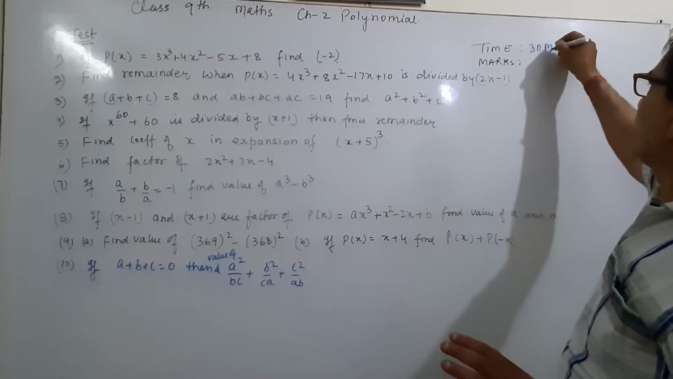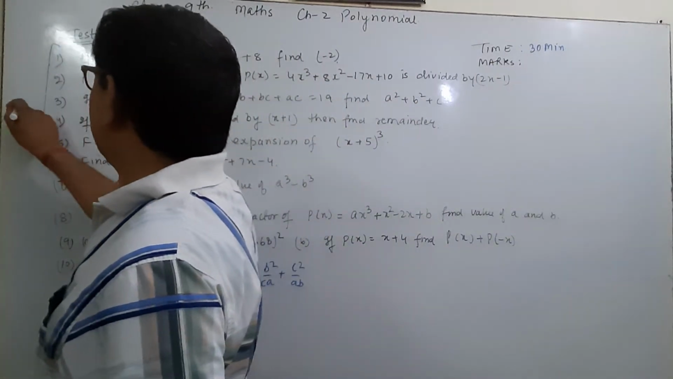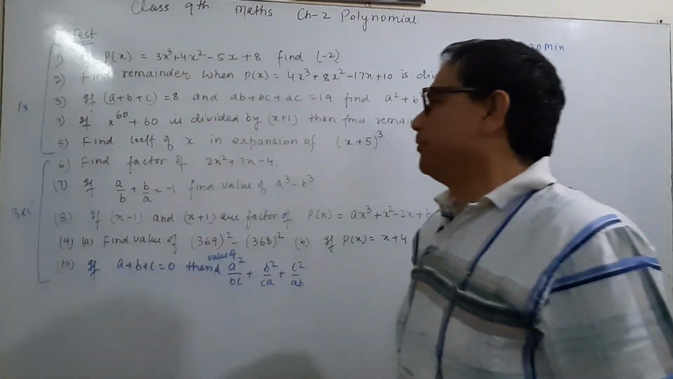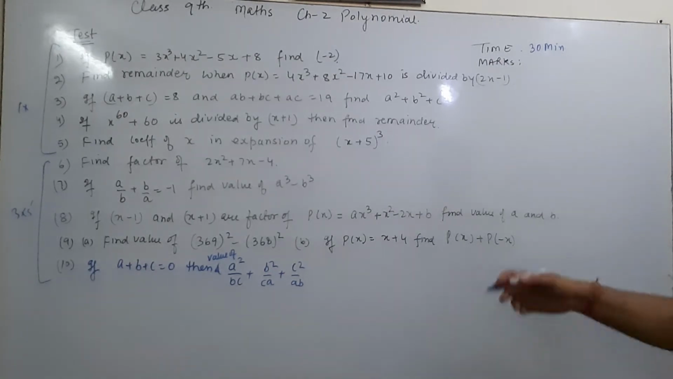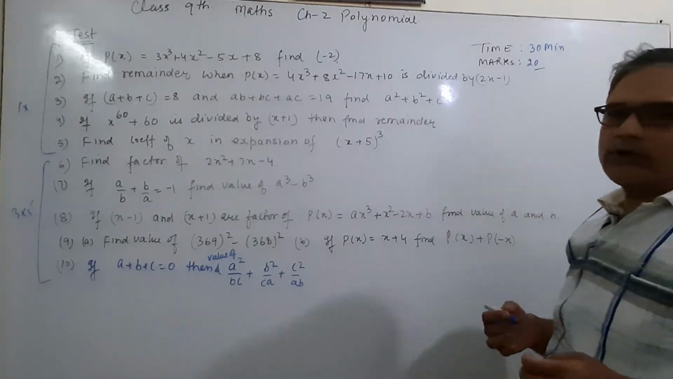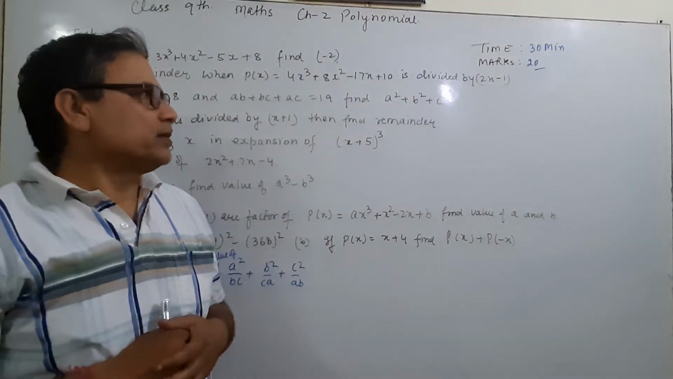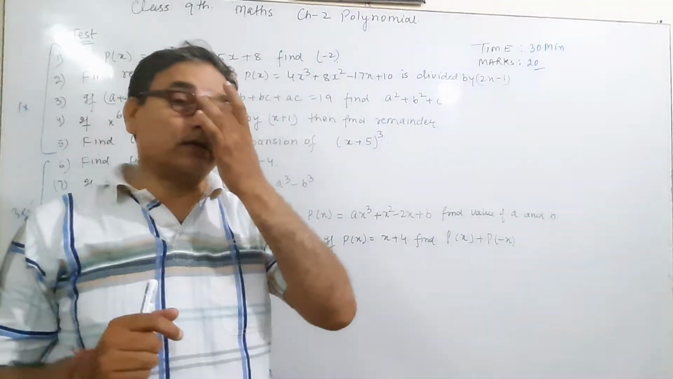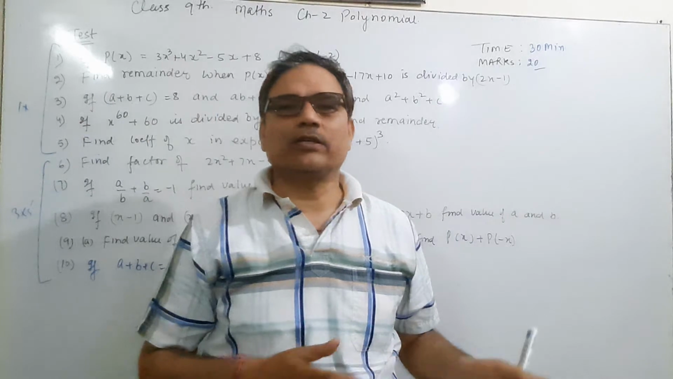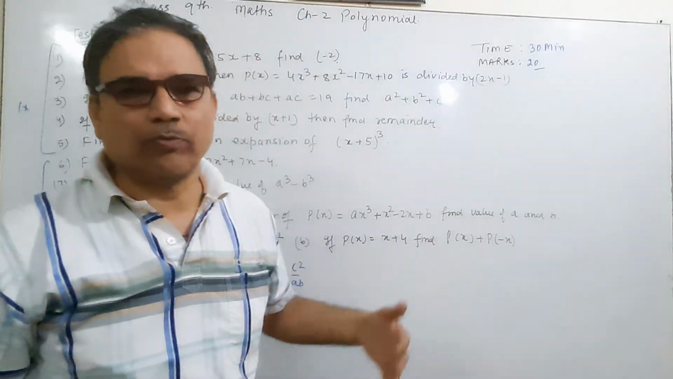Time is 30 minutes. Questions 1 to 5 carry 1 mark each, and others carry 3 marks, 3 into 5 is 15, and 15 plus 5 is 20 marks. This will be 20 marks. And I request that parents please give this test to the student within 30 minutes. You can check the answers, or we will discuss them in the next class, and the marks according to the steps which I will explain to you.